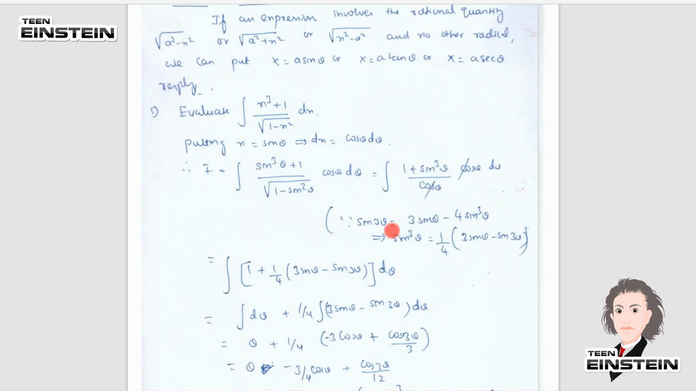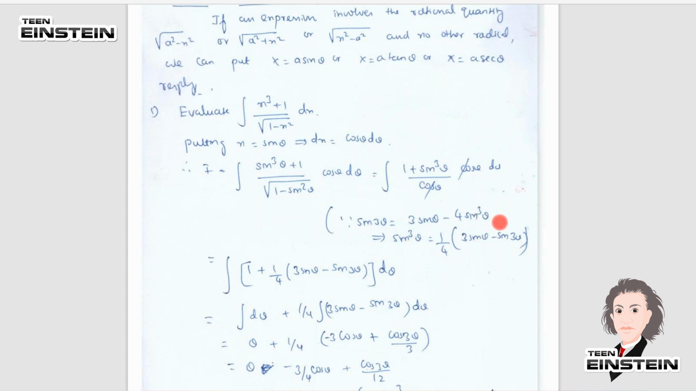So what you are getting is integral of 1 plus sin cube theta d theta. Next I have to integrate 1 plus sin cube theta d theta. How can I integrate it? You know the formula for sin 3 theta. Sin 3 theta is 3 sin theta minus 4 sin cube theta. This is the trigonometric formula: sin 3x is equal to 3 sin x minus 4 sin cube x.